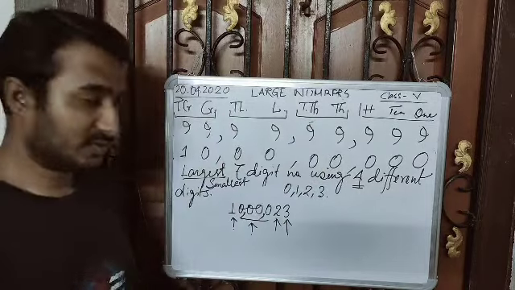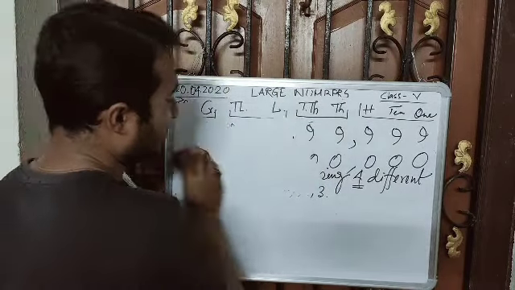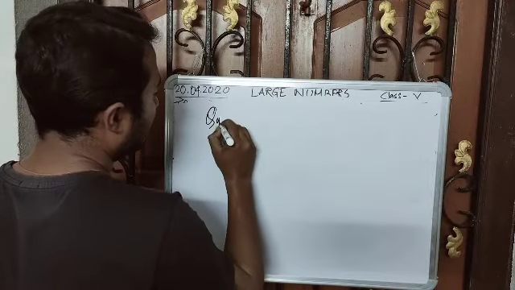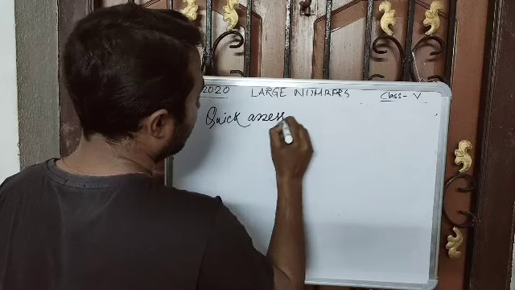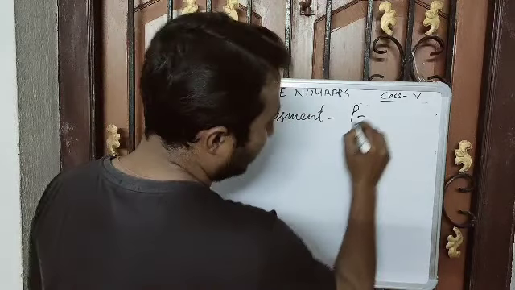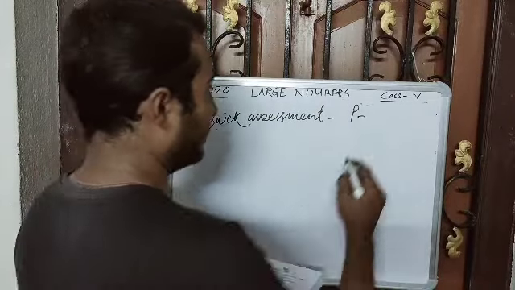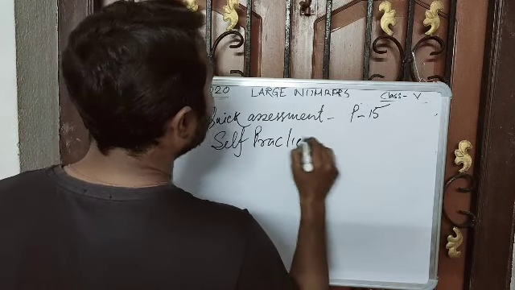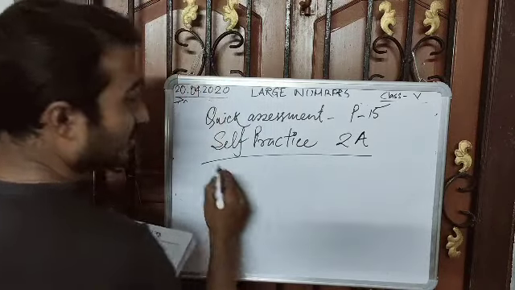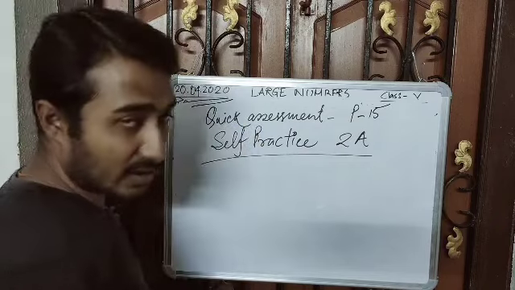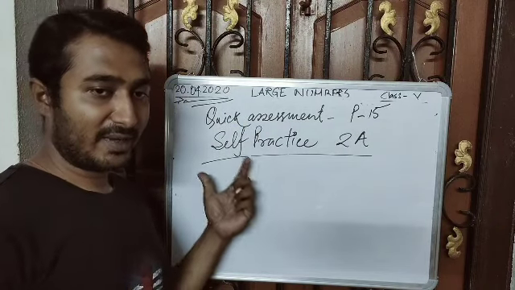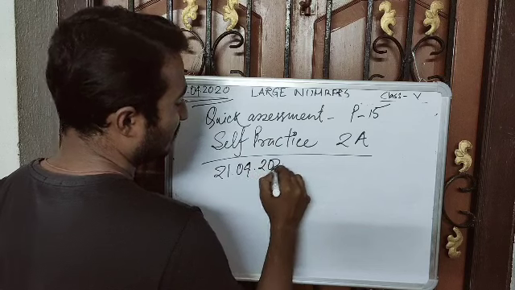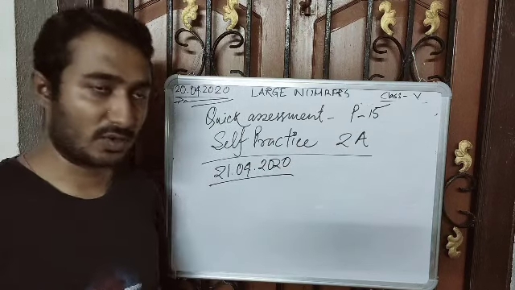Okay. So today's class is up to this much. Your homework will be to complete the quick assessment on page number 15, and self-practice to A. This is Monday's homework. I will be checking or correcting the homework the next day, that is on 21st. On 21st, I will check it. Thank you and have a nice day.